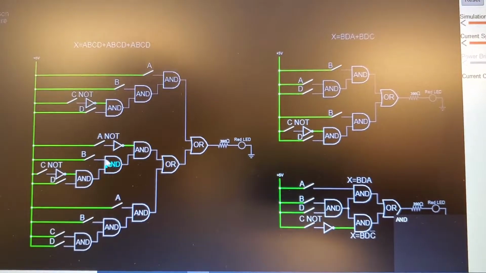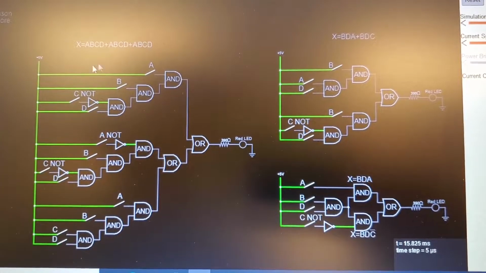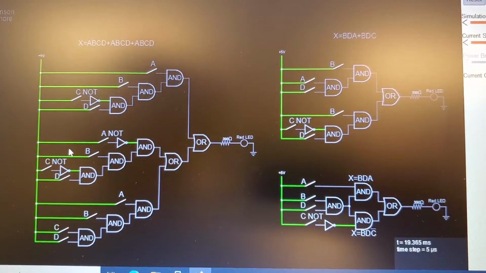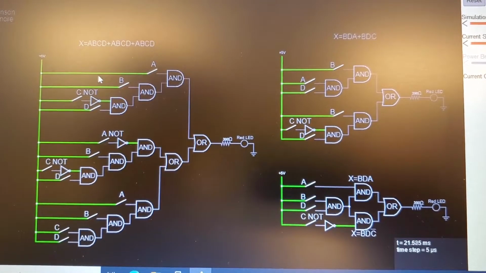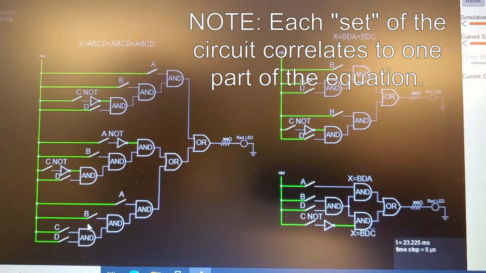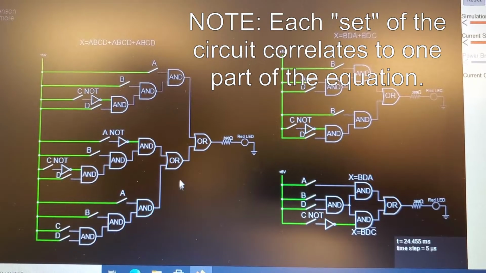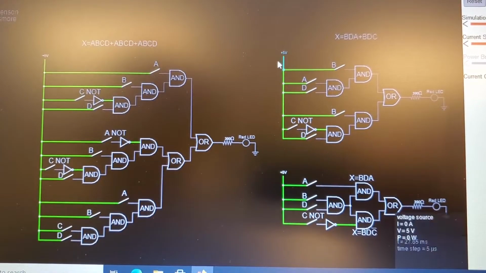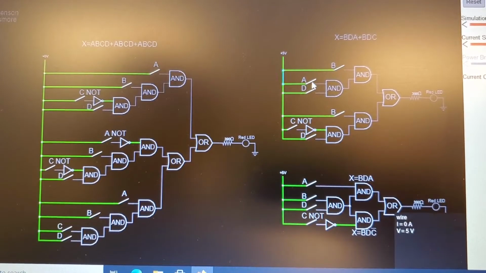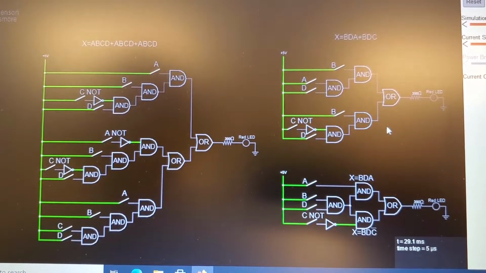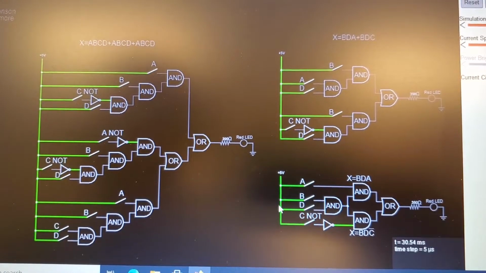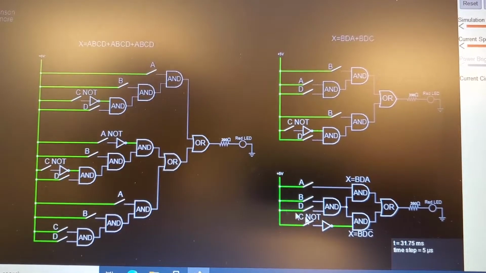So right here we have our digital representation of the circuit. On the left side here we have our original equation in the circuit. So we have 3 different sets of the equation, all going to OR gates, giving us our output. And then on the right side we have our simplified equation going to 2 sets going into 1 OR gate, giving us an output. And on the very bottom here we have a very simplified version of the circuit. 2 equations, 1 OR gate, going to 1 output.